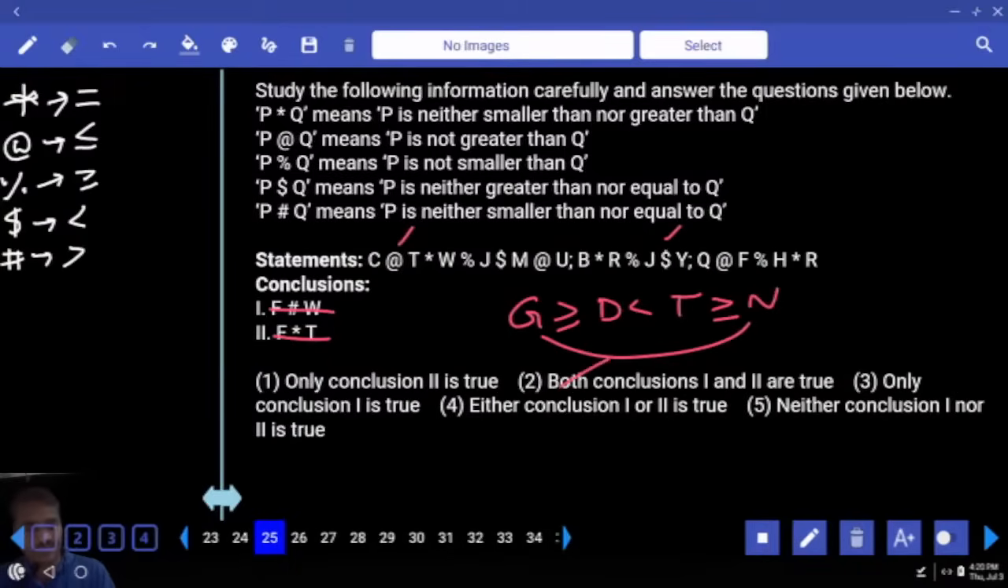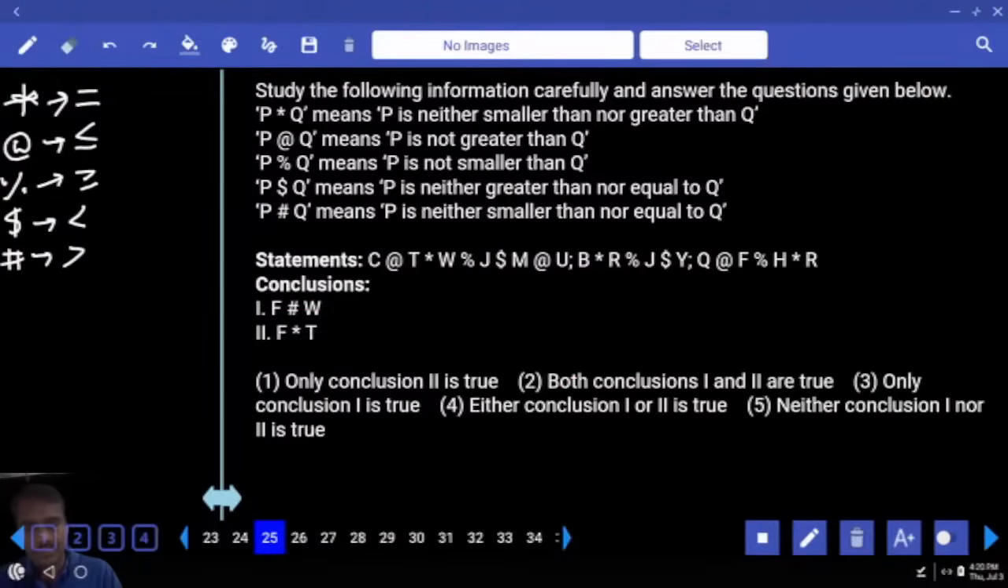Then next one, 25. Now in this 25th, now F and W. W is here, F is here. Now there are three statements we have. Then W and F, between first and the third, which is common? J is common. Here, first and third, CTW, JMU, and there is no element that is common between first and the third. Then we need to take the help of the second one. Now between first and second, what is common? J is common. W percentage, W greater than or equals to J.